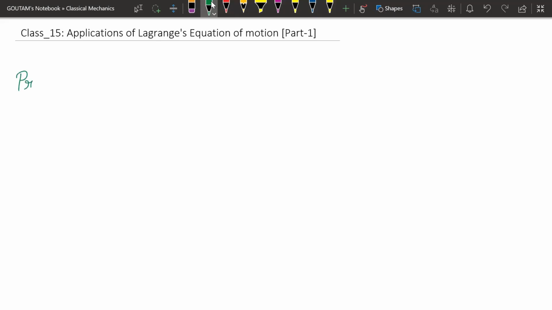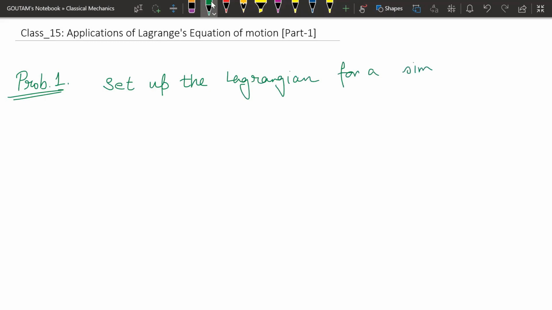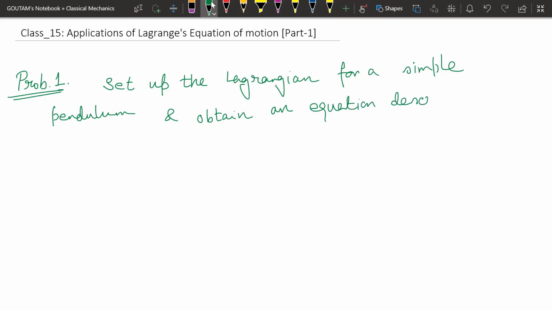Problem 1. Set up the Lagrangian for a simple pendulum and obtain an equation describing its motion. Basically, obtain the equation of motion of the simple pendulum. So first we need to write down the Lagrangian of a simple pendulum, and then we need to find out the equation of motion.